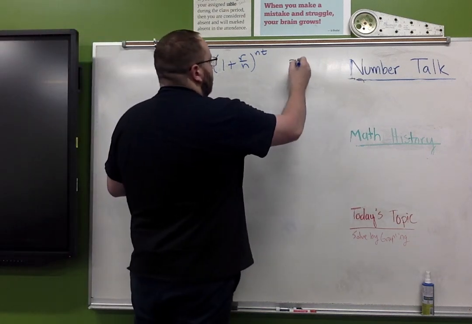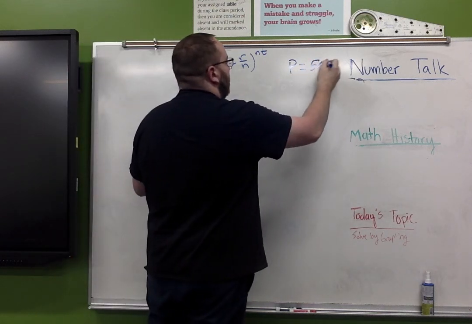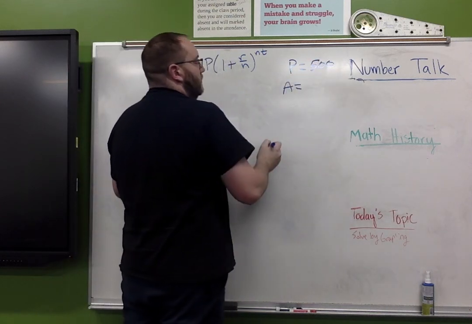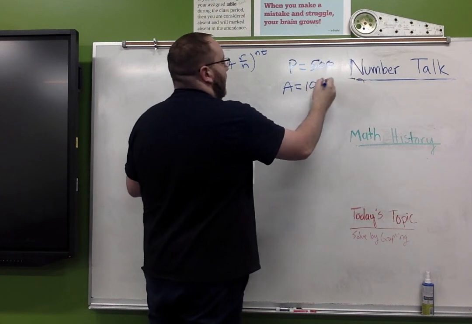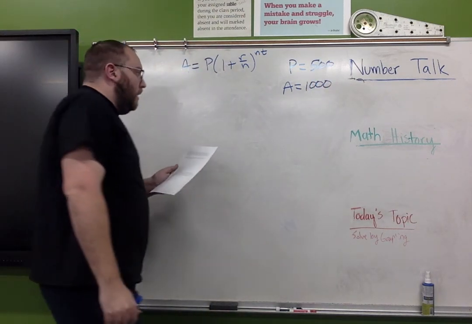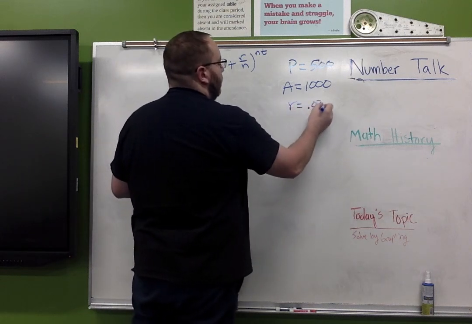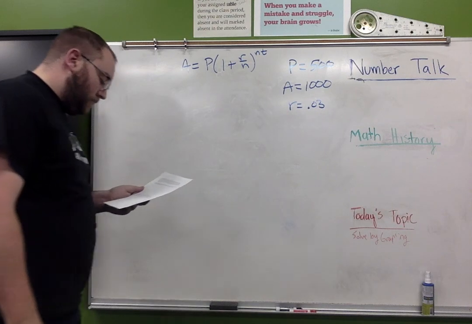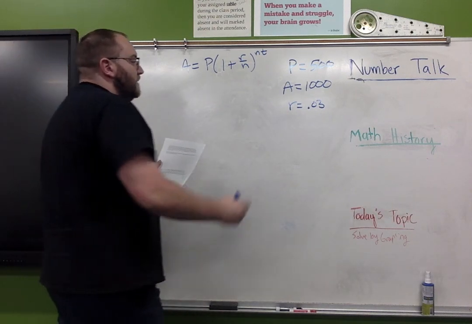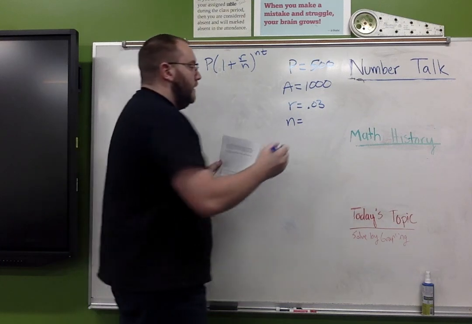So we know P is the original amount, which is 500, right? It says we invest $500. We want to double it. So A should be 1,000, right? What comes out should be 1,000. R, the interest rate, is 3%, which is 0.03. N is the number of times compounded annually. It's semi-annual, so 2 times.